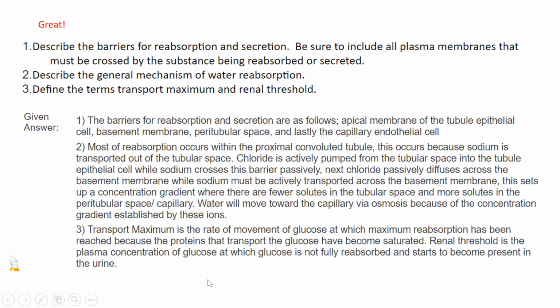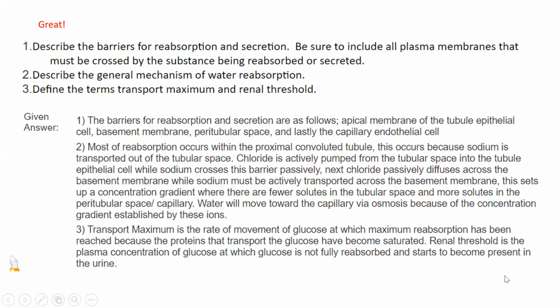And then the third part of the question, define the terms transport maximum and renal threshold. So the transport maximum is the rate of movement of glucose at which maximum reabsorption has been reached because the proteins that transport glucose have become saturated. Okay, so perfect response there. We've got maximum reabsorption, the transporters have been saturated, and it's really the rate of movement that we're defining here in terms of the transport maximum.